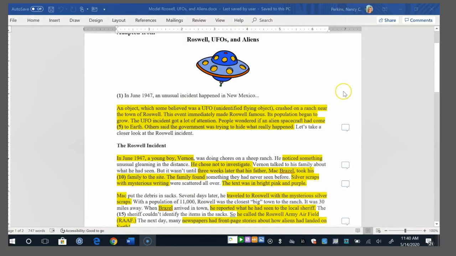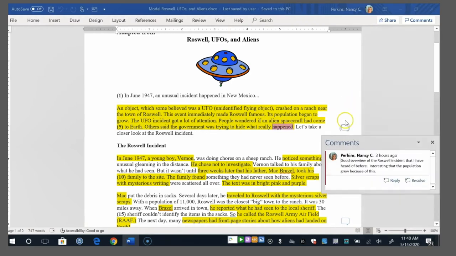And you can see that for this paragraph, I highlighted almost the entire paragraph because it was full of a lot of factual information about what happened in Roswell. My comment that I made here was that these sentences are just a good overview of the Roswell incident, and I have heard of this incident before. But what I didn't know and found interesting was that because of this, the population of Roswell grew.